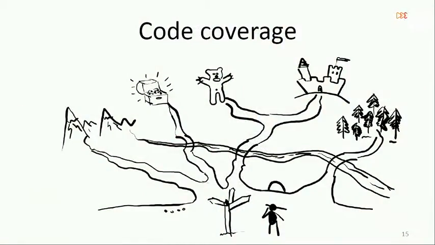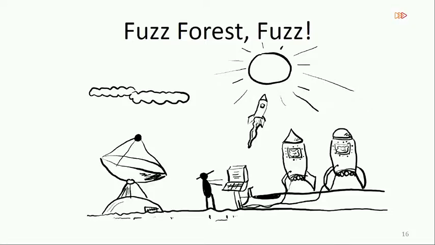If you see in the picture, there are multiple paths. And I might go into the forest, I might stumble upon a bear, which is not good, but I want to find the treasure, or I want to invade the castle. So code coverage is really important.